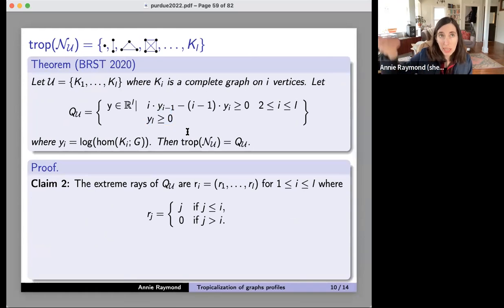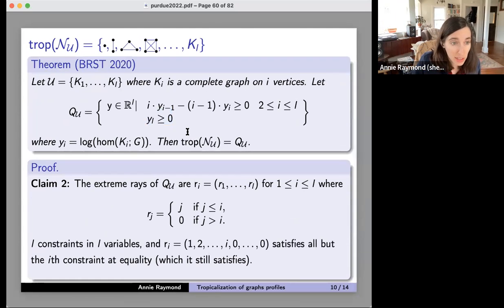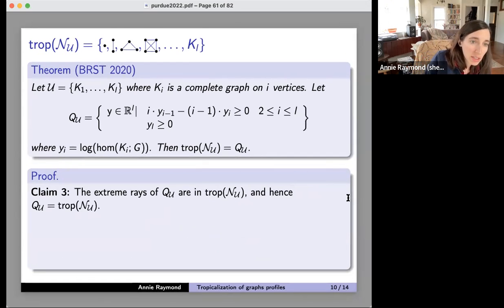And so to do that, I'll calculate the extreme rays of my cone and then realize them and show that they are in the tropicalization in that way. So calculating the extreme rays of this cone is pretty easy in this case. We have L constraints and L variables. And so it turns out that these are the extreme rays. They look like 1, 2, 3, all the way to i, and then a bunch of zeros. And so you can see that they're extreme rays because they satisfy all but the ith constraint at equality, which it still satisfies. So we're good there. So now we just need to find some graph that realizes these rays.